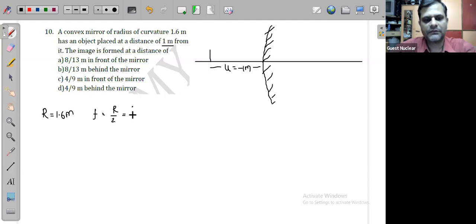So it will be 1.6 divided by 2. That means it will be 0.8 actually. This is going to be the focal length. Once we get it, we can just use the mirror equation now.